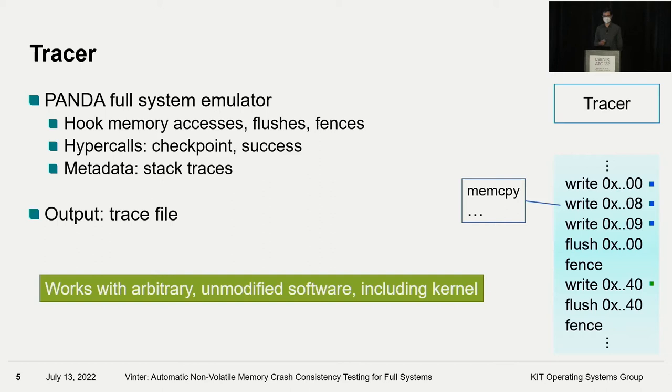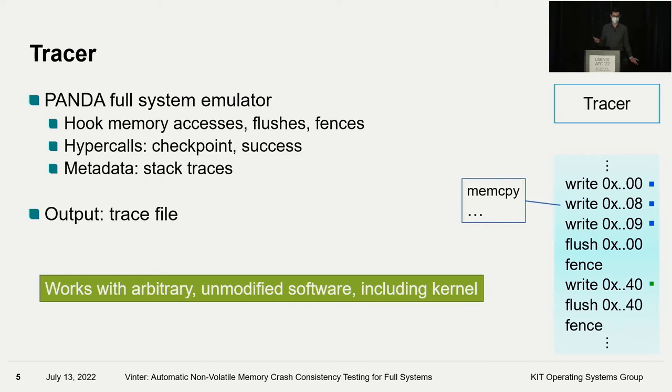To aid the developer in understanding why bugs are happening, we also associate metadata with each trace entry, including a stack trace of the virtual machine execution at the point where the trace entry was generated. The output of the tracer is a single sequential trace file. In summary, the tracer works with arbitrary, unmodified software, including kernel software that runs in the virtual machine.